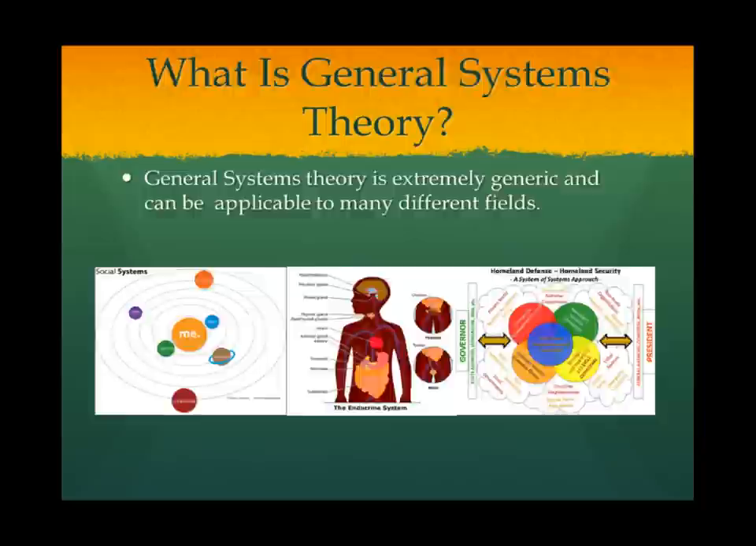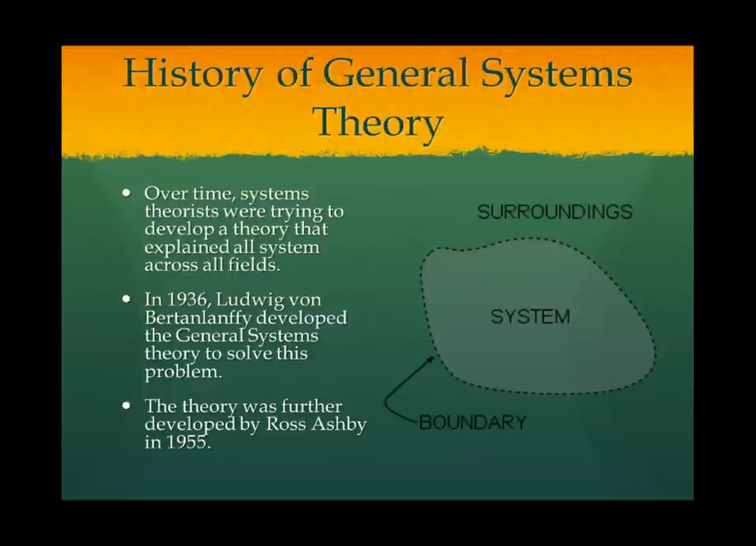History of general systems theory. Over time, the early general systems theorists were trying to develop a theory that would help explain all systems across all fields. So they were trying to develop one single theory that would help explain the entirety of systems, since all systems are related somehow when you get down to the basics of a system. So in 1936, Ludwig von Bertalanffy developed the general systems theory to solve this problem. The theory was further developed by Ross Ashby in 1955. You can see this picture here is a simple system that has a boundary, and outside the boundary you have the surrounding environment that might affect the system if it were to penetrate the boundary.